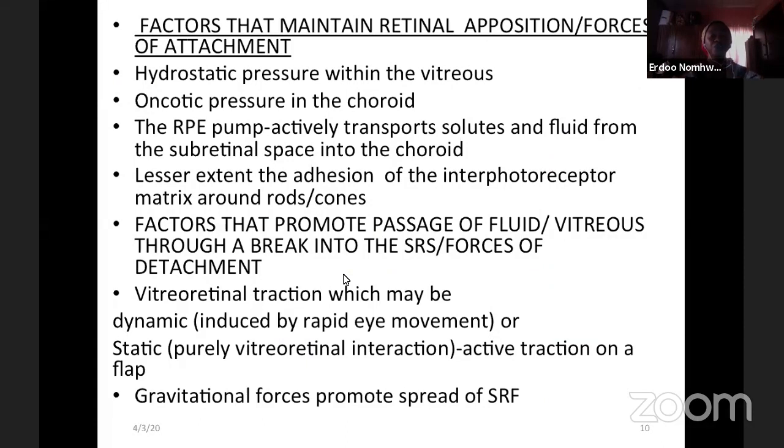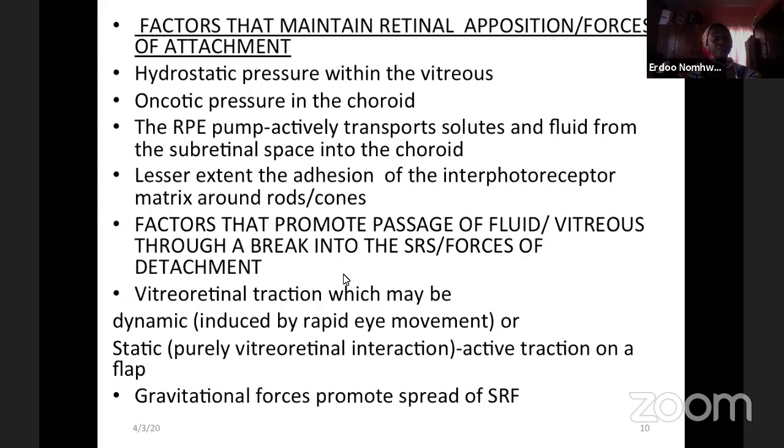I just wanted us to also have an idea of the factors that help to maintain retinal apposition. In other words, forces that help to keep the retina together. There are three major forces. We have the hydrostatic pressure, which is higher within the vitreous as a result of the intraocular pressure in the eye. Then you have the oncotic pressure in the choroid, which is usually higher as a result of the substances you have in the choroid compared to that found in the vitreous.